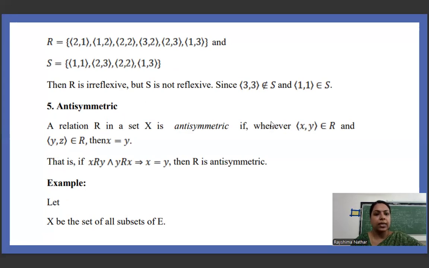Next one is antisymmetric. A relation R in a set X is antisymmetric if whenever (x, y) belongs to R and (y, x) belongs to R, then x should be equal to y. If x R y and y R x implies that x equals y.